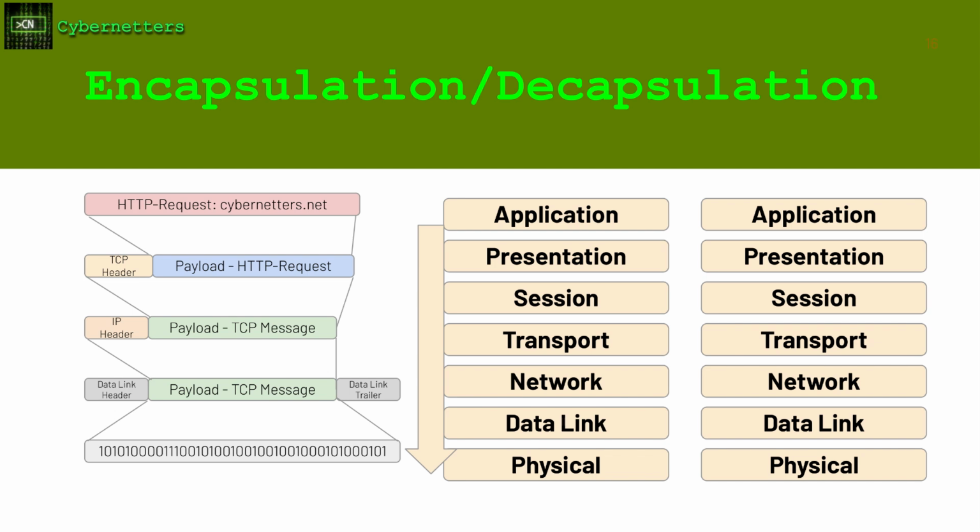When the frame reaches the destination, decapsulation happens. The process works in reverse, which strips off each layer of information as the data moves up the stack.